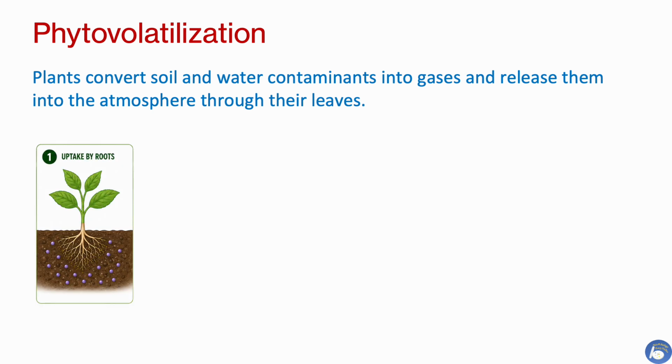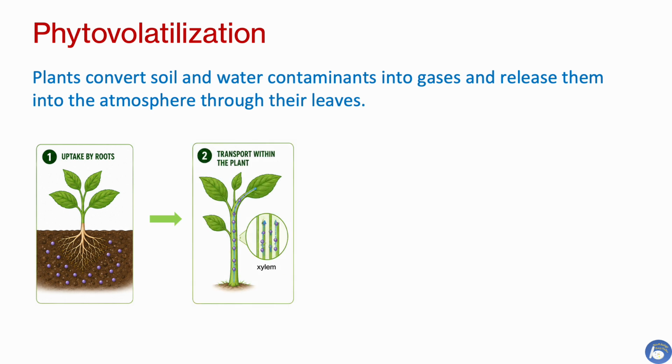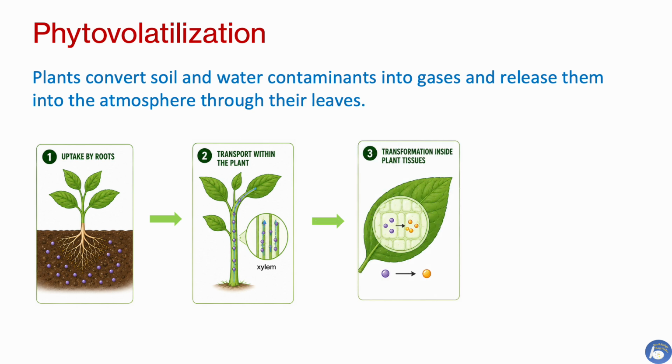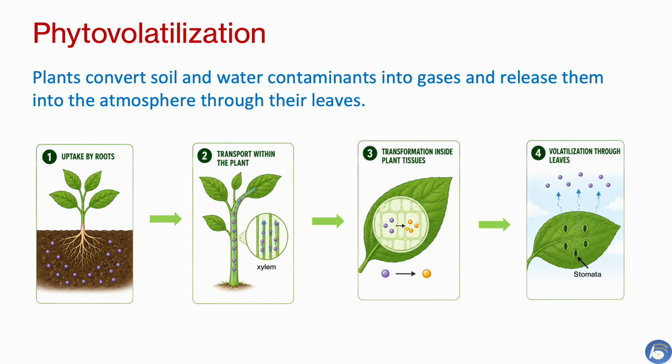The first step is plants absorb contaminants from soil or groundwater through their roots. Then the contaminants move upward through the plant's vascular system, which is xylem and phloem. Then inside the plant, through various metabolic processes like reduction or methylation, contaminants are detoxified. Then the transformed compounds are released into the atmosphere as gases via leaf stomata. Stomata are like pores present on the leaf's surface.